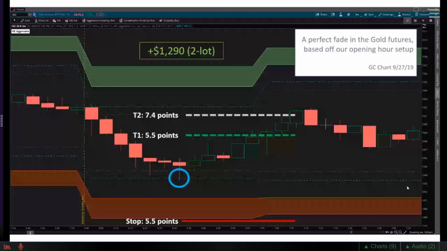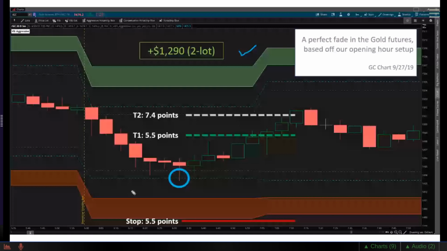This is a trade 30 minutes into the market open, you're up $1,290 on a two lot when most folks are still trying to gain their bearings, figure out which way they think the market's going to break. Their attention is focused on the indices. We have almost a secret cheat code trade in gold that works so often that it's not even funny.